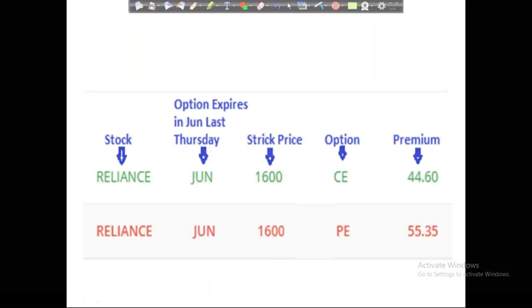Okay, how does it look? When we are on the platform looking for an option, it looks like this. It shows Reliance, and this is the stock name. After that, it comes as a stock, but in indices it comes differently. All right, so this is a stock coming up. This stock is going to expire on the last Thursday of June, every last Thursday.